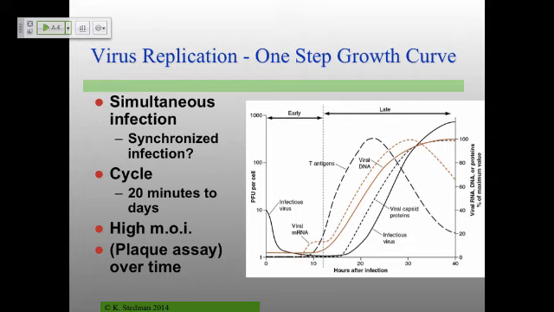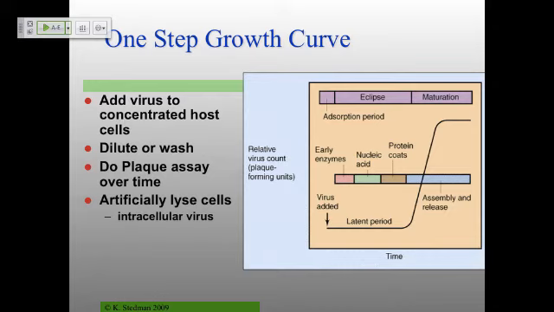We'll look at a couple more examples of these. This is a slightly more simplified one-step growth curve. Again, virus to host cells, get rid of any of the uninfected cells, so only infected cells, and then just do the plaque assay over time.